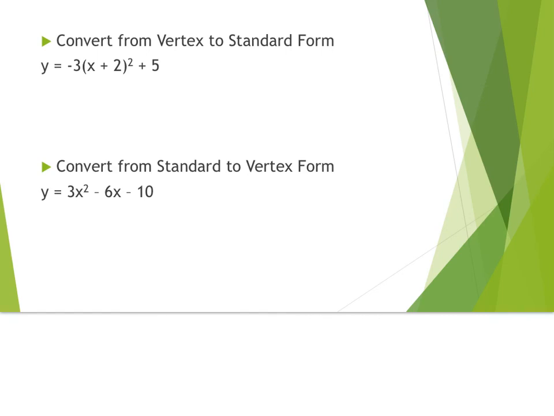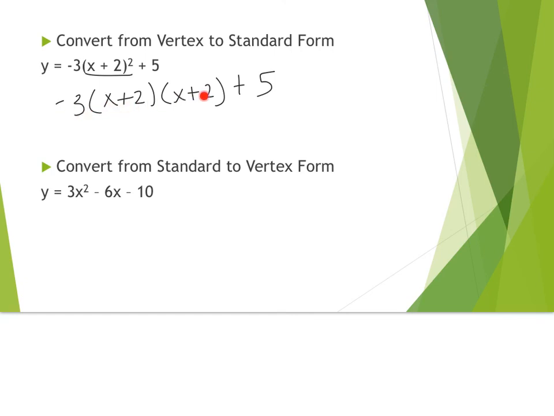You should also be able to convert from one form to the other form. So to go from vertex to standard form, ax squared plus bx plus c, you want to remove the parentheses. So I'm going to distribute x plus 2 times x plus 2. I'm going to write it twice, plus 5.